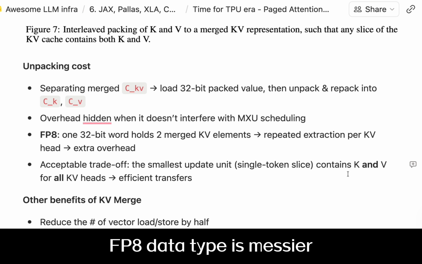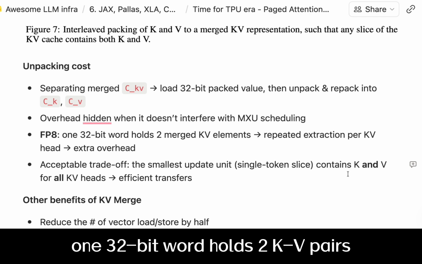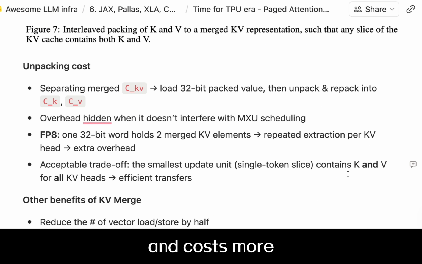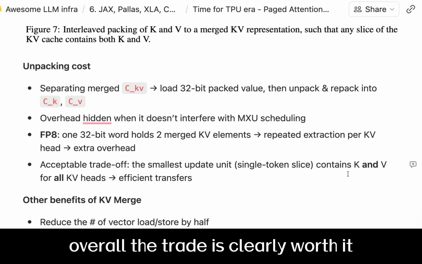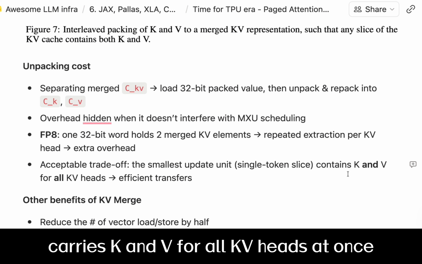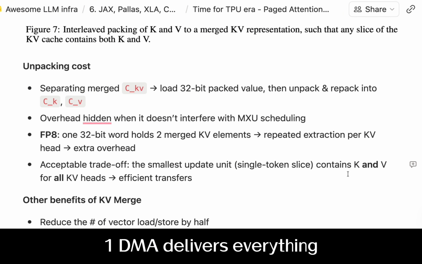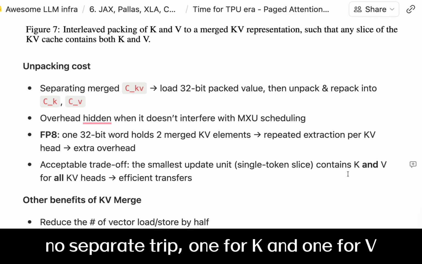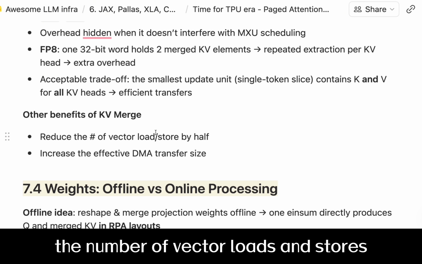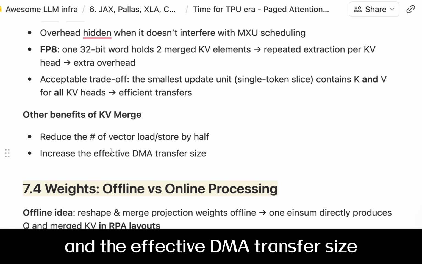The FP8 data type is messier. One 32-bit word holds 2 KV pairs, so extraction is repeated and costs more. Overall, the trade is clearly worth it, especially for decode. The smallest update unit, a single token slice, carries K and V for all KV heads at once. One DMA delivers everything. No separate trips, one for K and one for V. There are two other benefits. The number of vector loads and stores is cut in half, and the effective DMA transfer size doubles.